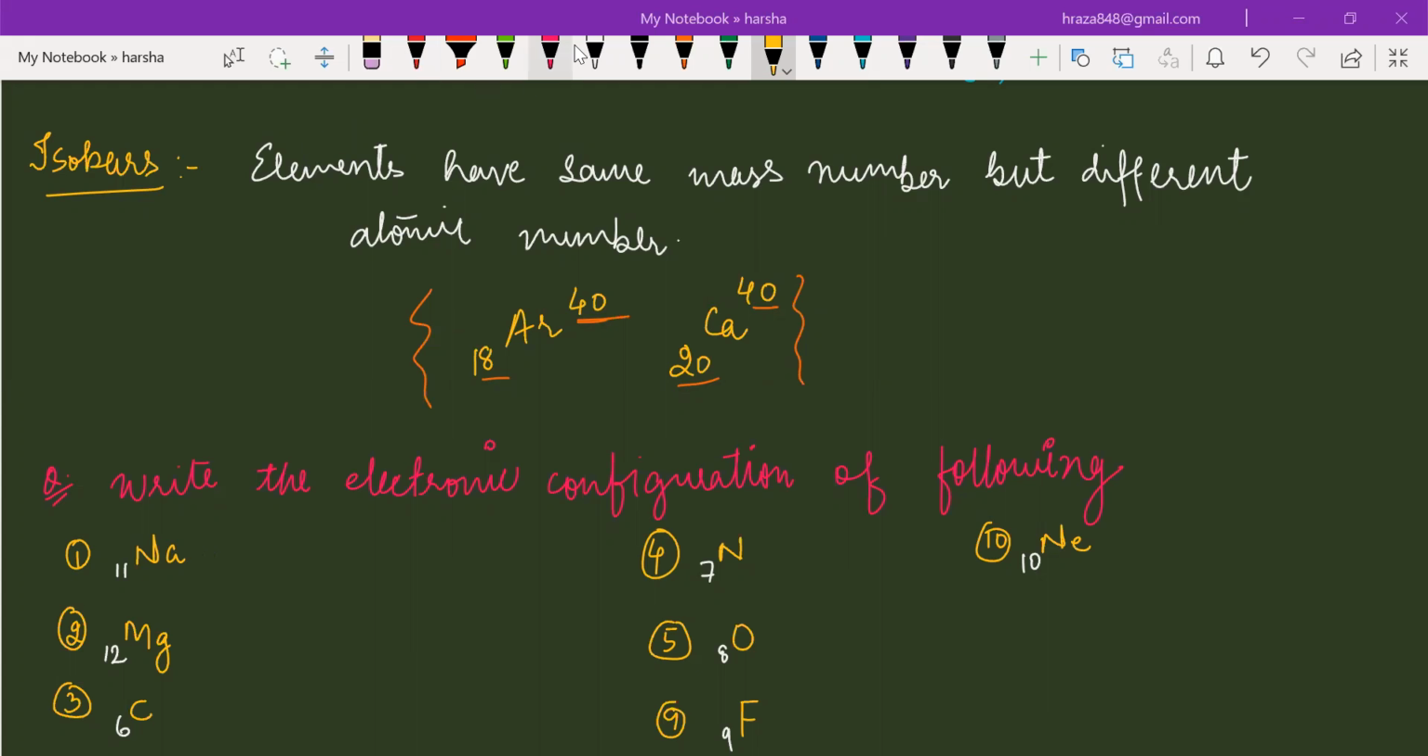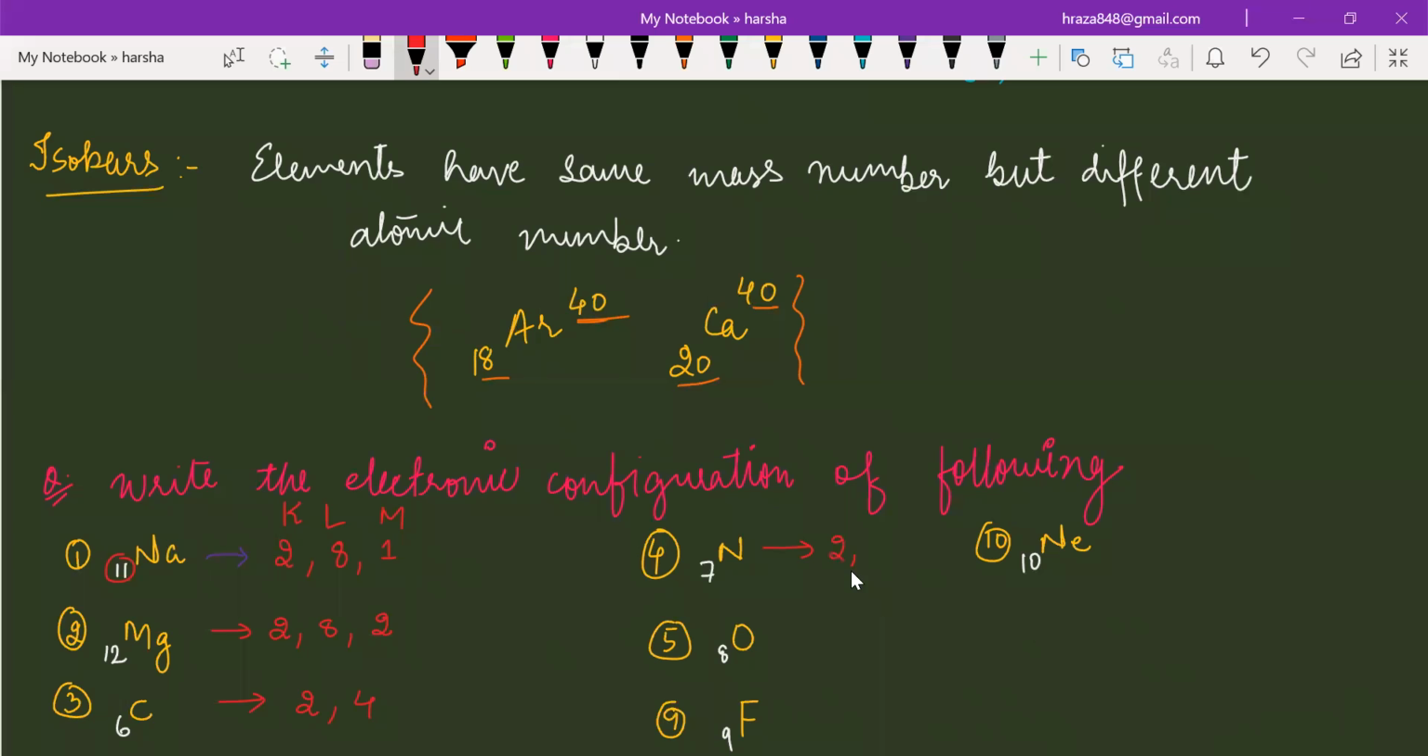So what is the electronic configuration of the first one? Its atomic number is 11. That means 11 electrons will be there. So 2 electrons go in the K shell, then 8, and then 1. So K, L, and this is M. In the same way, the next will be 2, 8, 2, and then 2, 4, and 2, 5, because whatever the atomic number is, that will be equal to the number of electrons. And in electronic configuration, we distribute electrons in the shells.